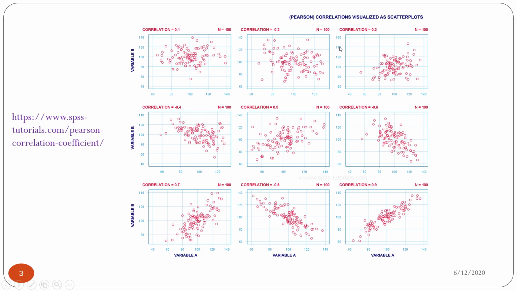Okay, so in the first row, we have a very small correlation coefficient, which signifies that we don't have any strong correlation between variable A and variable B. So I found this figure interesting, as we have different scenarios corresponding to correlation coefficients.